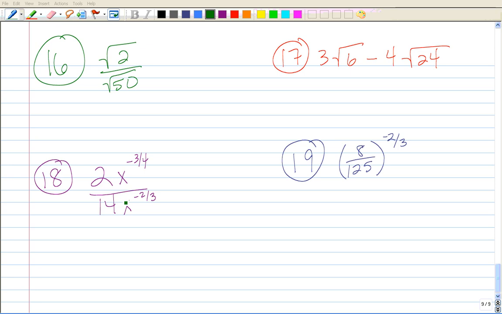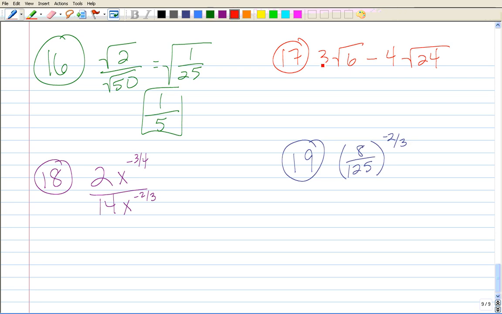Alright, here's 4 new problems. So number 16, the square root of 2 over the square root of 50. Remember, we can combine that into one big square root. And 2 over 50 is 1 over 25. The square root of 1 is 1. The square root of 25 is 5.